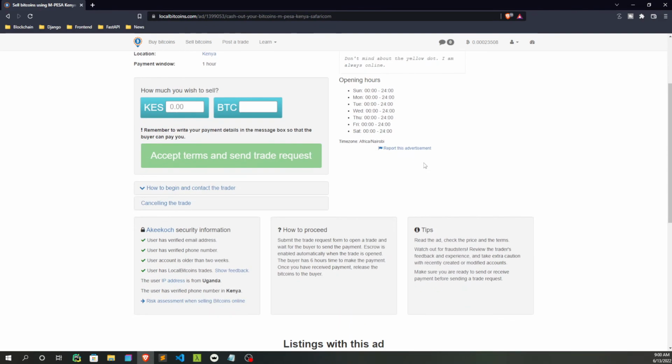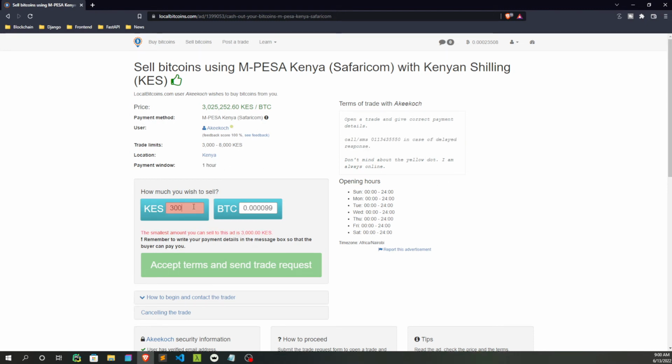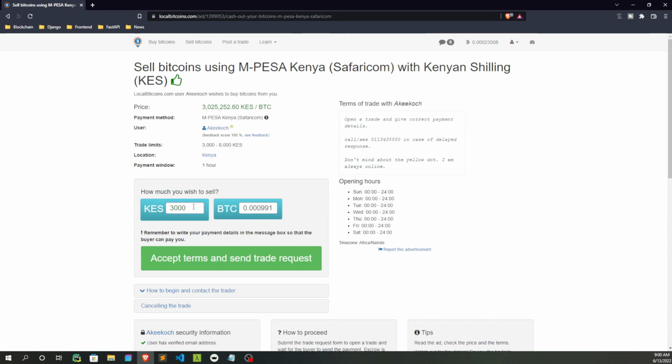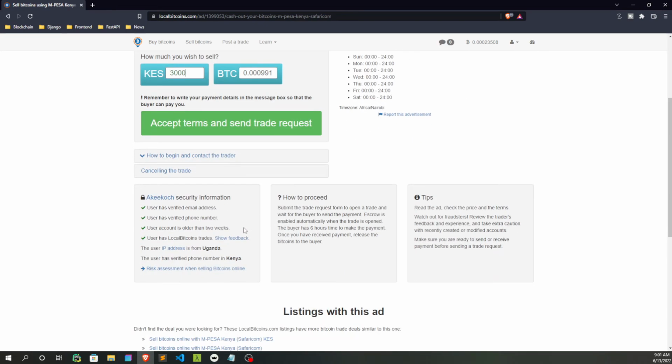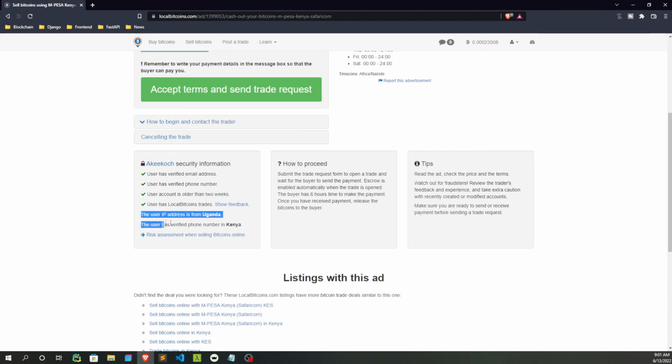The other thing is you check the time window. So let's say you want to sell 3,000. But we don't have enough. We don't have enough.